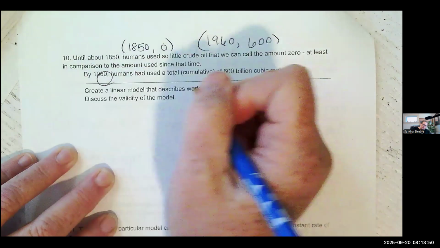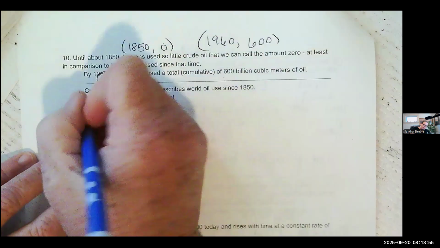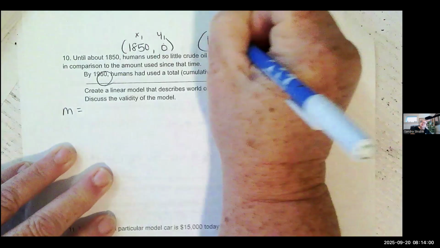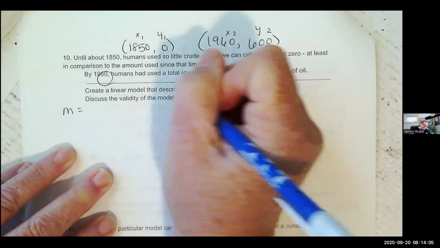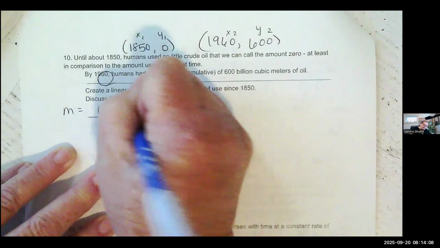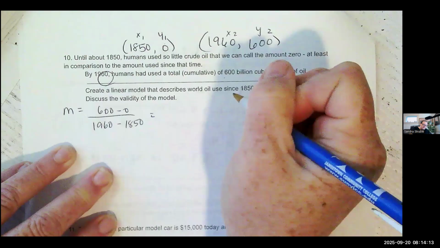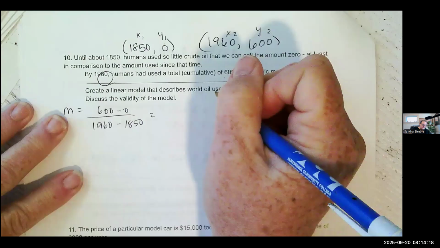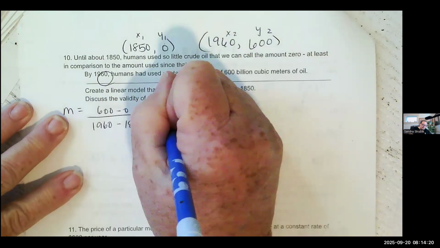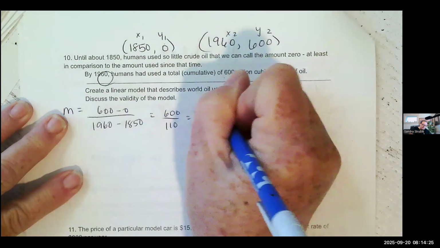So that would be, it starts off with zero, and it's increasing by what? Well, I have to find my rate of change. So x sub 1, y sub 1, x sub 2, y sub 2. I've got 600 minus 0 over 1960 minus 1850. All right. Well, that's 600 over 110, which is 5.45. Continue, continue, continue.